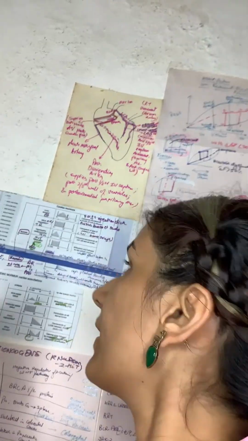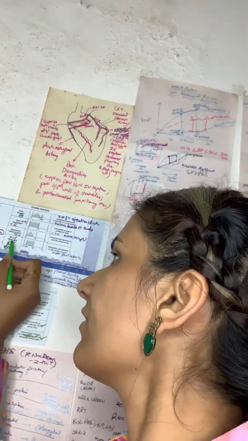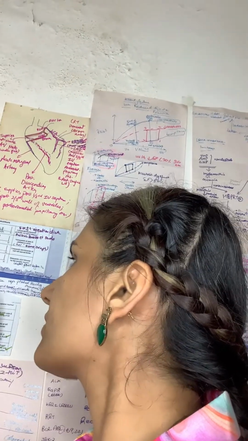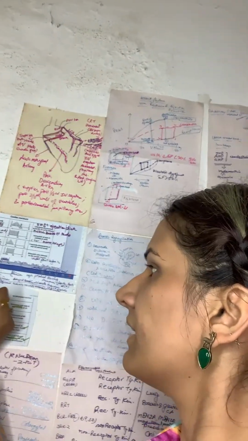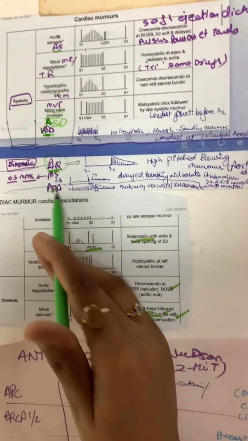AS followed by MR, followed by hypertrophic cardiomyopathy, which is the third one. Then mitral valve prolapse, then ASD, and then VSD. So if you remember the sequence, it becomes very easy to remember the cardiac murmurs, followed by the diastolic murmurs. Diastolic murmurs we have here. If AS is concluded, we can see here there is an AR, and followed by MR, here we can have MS, and then followed by patent ductus arteriosus, which is super easy to remember.